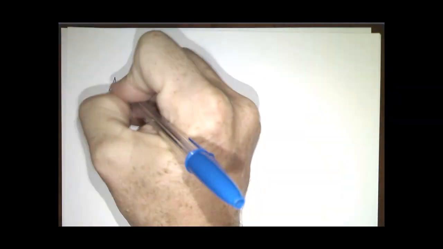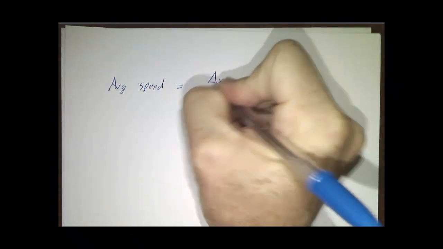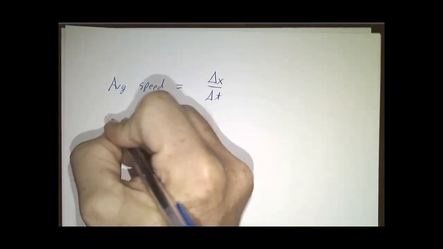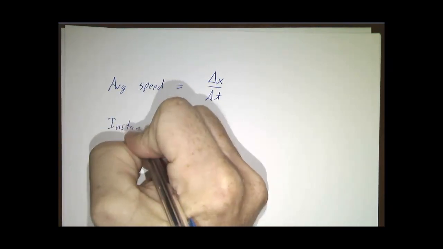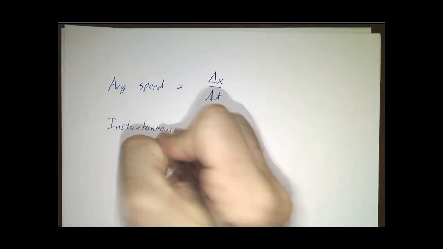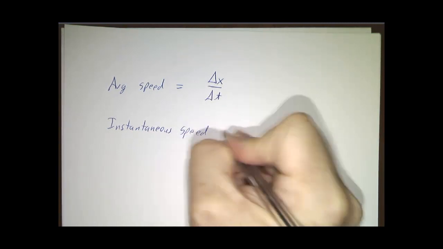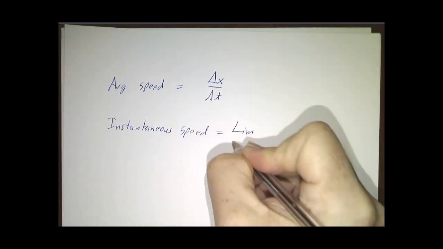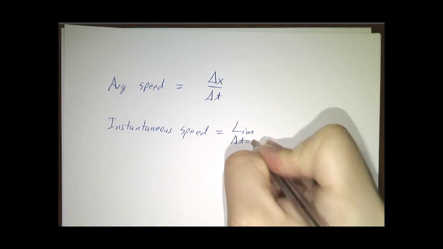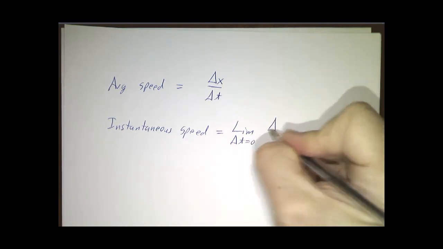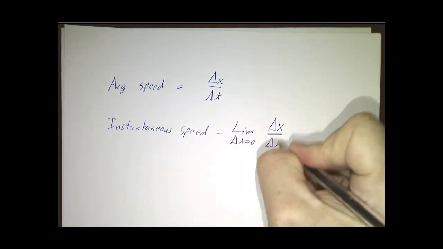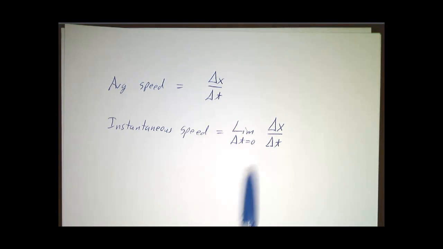So the idea is the average speed is the change in your position over the change in time. The instantaneous speed, your speed right now, is a limit as we average over shorter and shorter periods of the change in the position over the change in time. Okay. We're going to see this limit come up over and over and over again in different contexts.